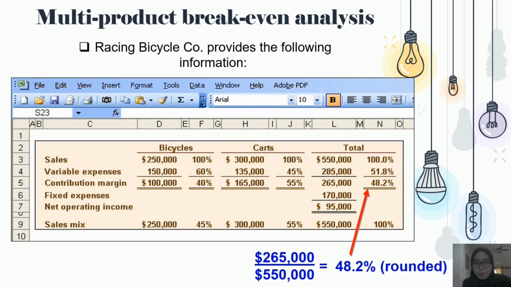And if you want to know how to get 48.2%, we just need to take the total contribution margin amount divided by total sales $550,000, then you get 48.2% rounded. So we can conclude that the combined contribution margin ratio is 48.2% rounded. So let's look at the break-even analysis next.